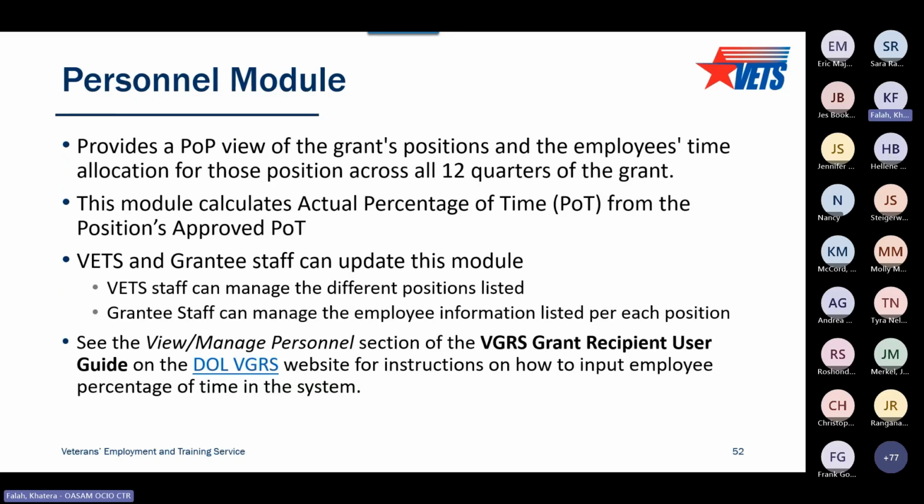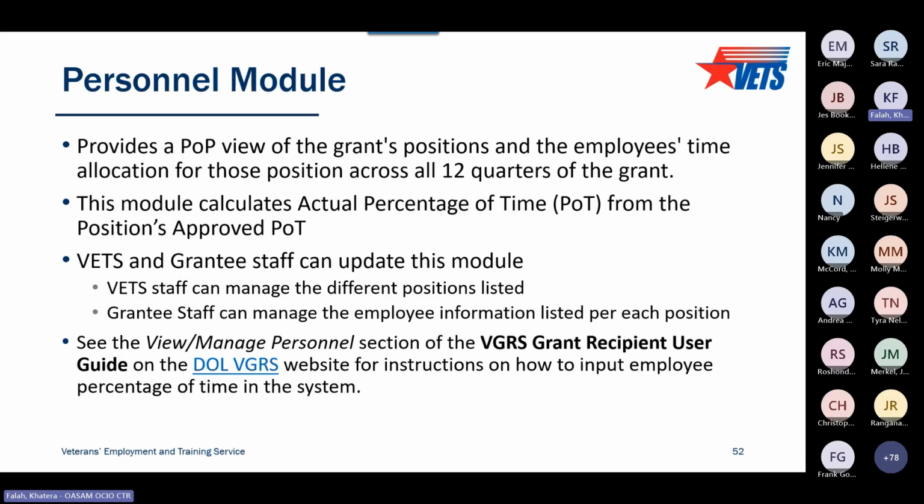Next, we have our personnel module. The personnel module provides a period of performance view of the grant's positions and employees' time allocation for those positions across all 12 quarters of the grant. This module calculates actual percentage of time, the POT, from the position, actual staff percentage of time from the position's approved percentage of time. So VETS and grantee staff can both update this module.